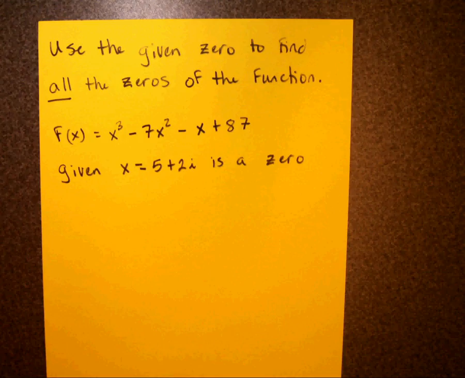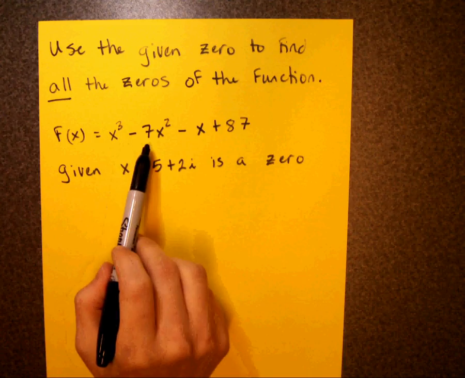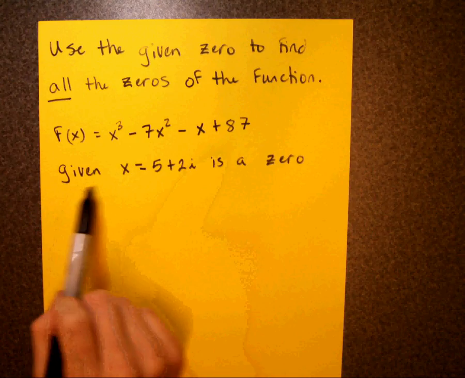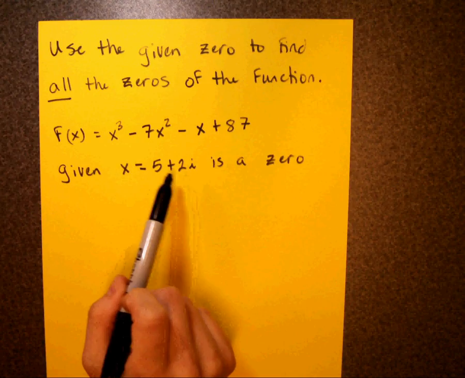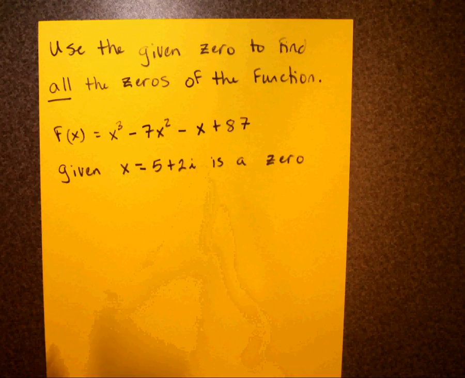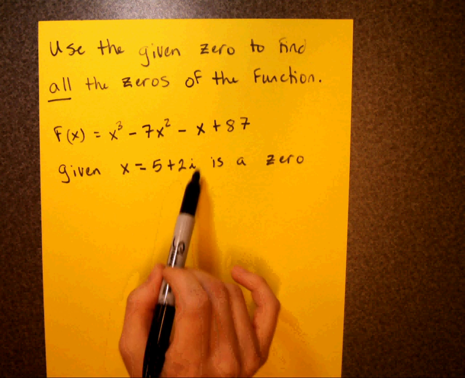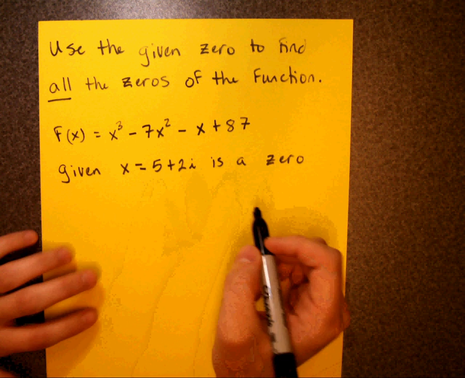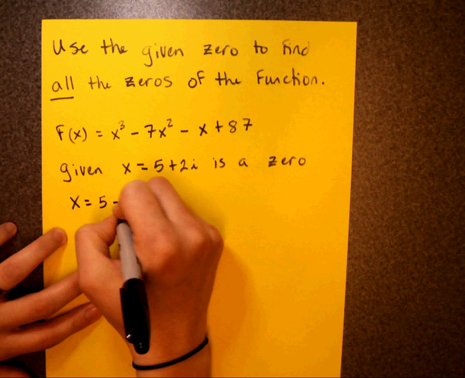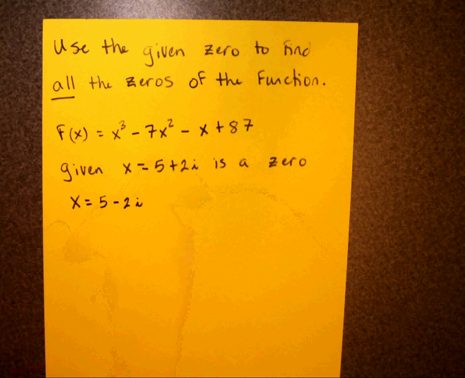Alright, so we're wanting to find all the zeros of a function given a zero of the function. This is the function that we're given, x cubed minus 7x squared minus x plus 87, and the given zero is 5 plus 2i. Since this is imaginary, I know that the conjugate, if you recall when we talked about complex numbers, the complex conjugate is also a zero. So I know, just starting off, x equals 5 minus 2i is also a zero. So I got two of them so far.